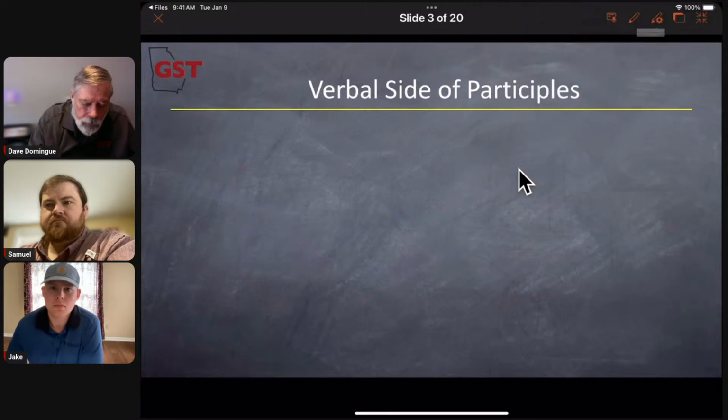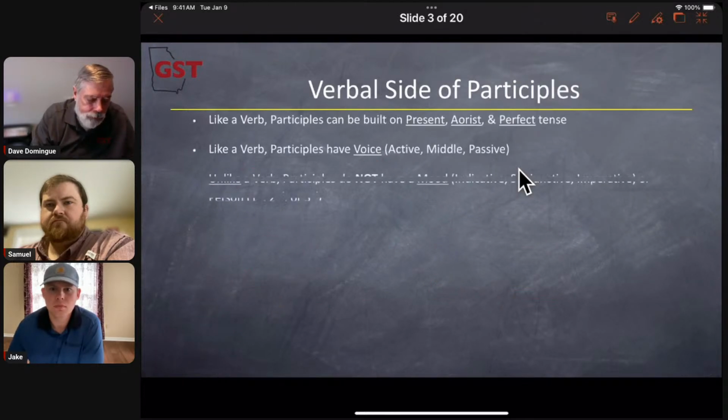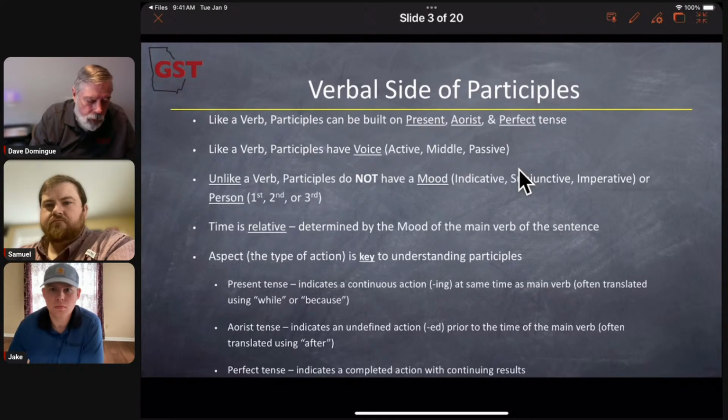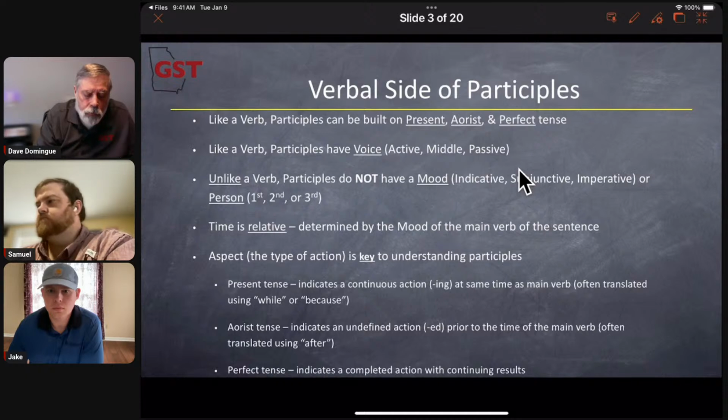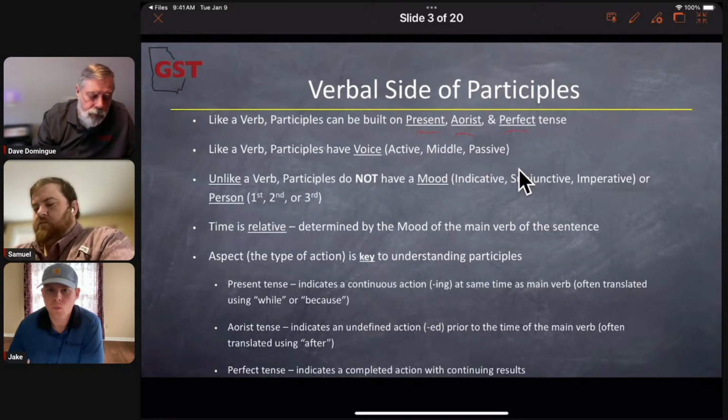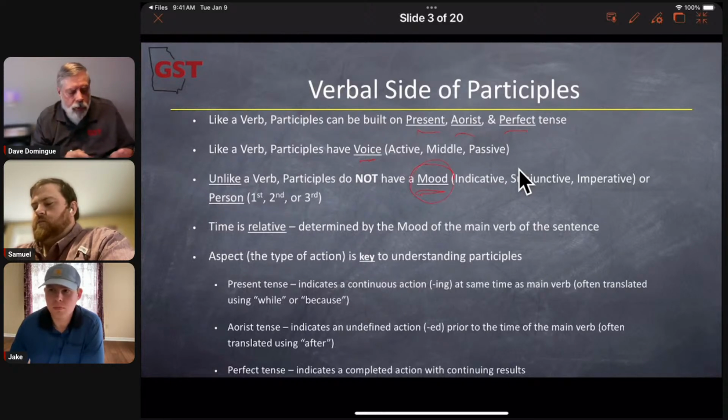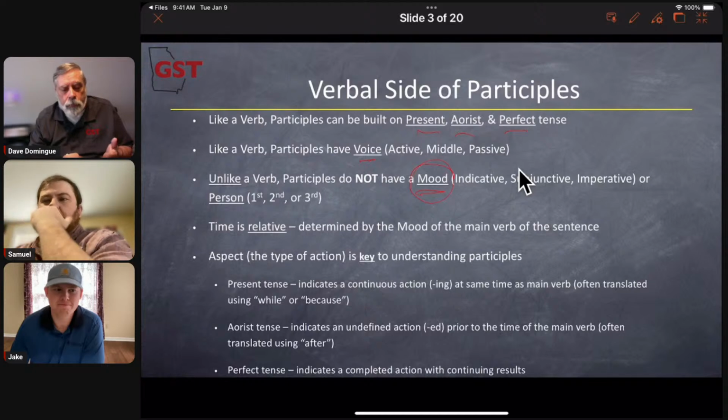All right, let me clear this, because this is just a quick review to get us caught up. Like a verb, participles are built on present, aorist, and perfect, as we mentioned, the features on pages 326 and 327. And like a verb, participles have a voice: active, middle, or passive. But unlike a verb, they do not have a mood, and this is significant. That's why we say it's a present active participle, and not a present active indicative or subjunctive or imperative.